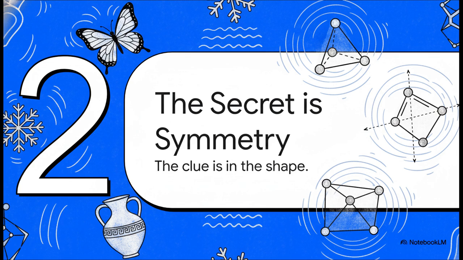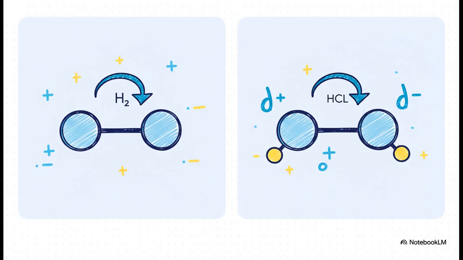Now, we usually think of symmetry in art or nature, right? But in chemistry, it's an incredibly powerful tool. The fundamental clue to how a molecule behaves is locked away in its shape. Okay, let's see why this matters with two really simple molecules.